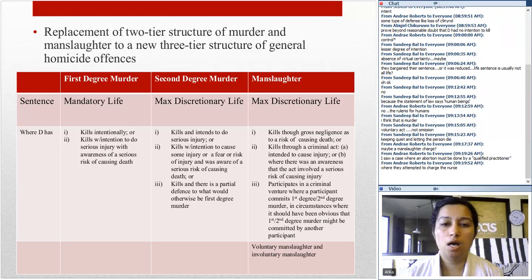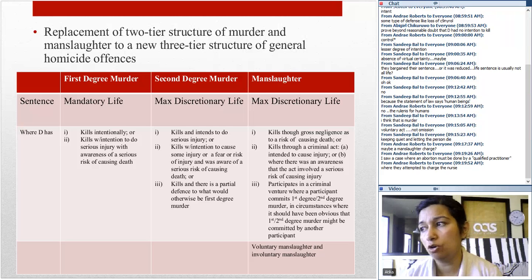Without the partial defense. Now then comes manslaughter. It's again a maximum discretionary life sentence, and he kills through gross negligence as to a risk of causing death, or kills through a criminal act intended to cause injury, or where there was awareness that the act involved a serious risk of causing injury. Or he has participated in a criminal venture, for example, felony murder, where the participant commits first-degree or second-degree murder in circumstances where it should have been obvious that first or second-degree murder might be committed by another participant. If he knew that we're going to go rob a bank and my friend is hot-headed, if the cashier is not going to give me money, he's going to shoot him, yeah, he's going to be liable.